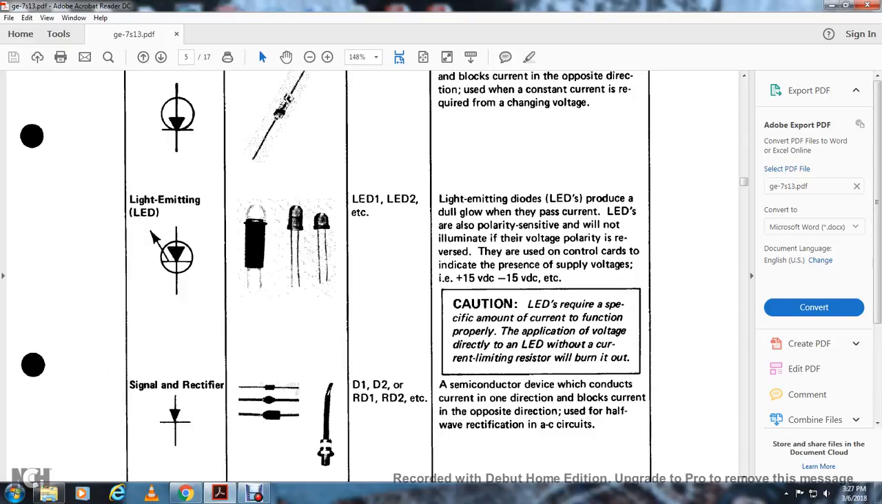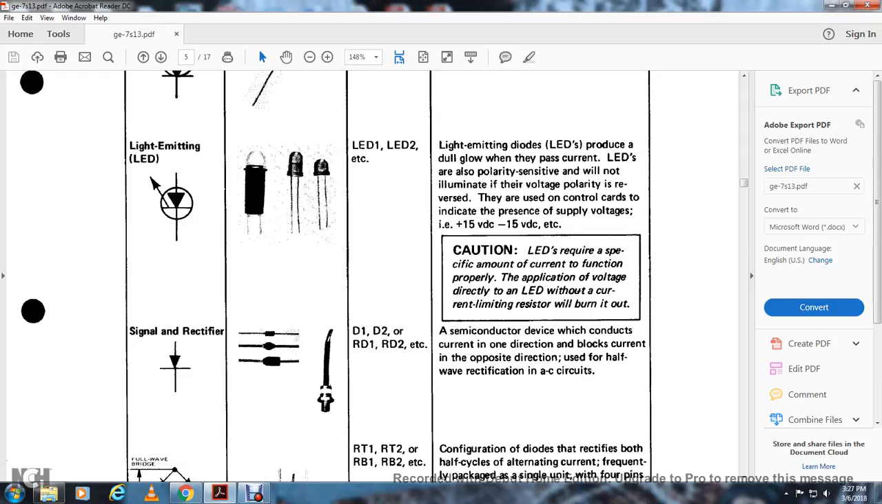They are used on the control card to indicate the presence of the supply voltage, positive 15 volts or negative 15 volts, etc. Caution: LEDs require a specific amount of current to function properly. An LED with the application voltage directly applied, without a current limiting resistor, will burn out.